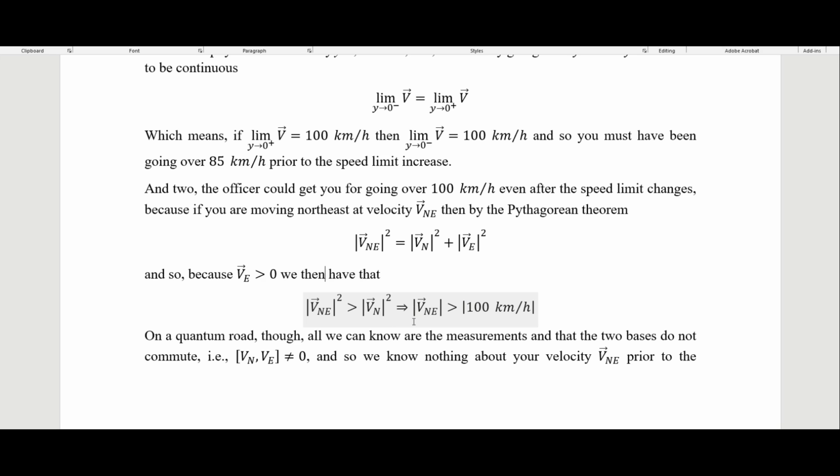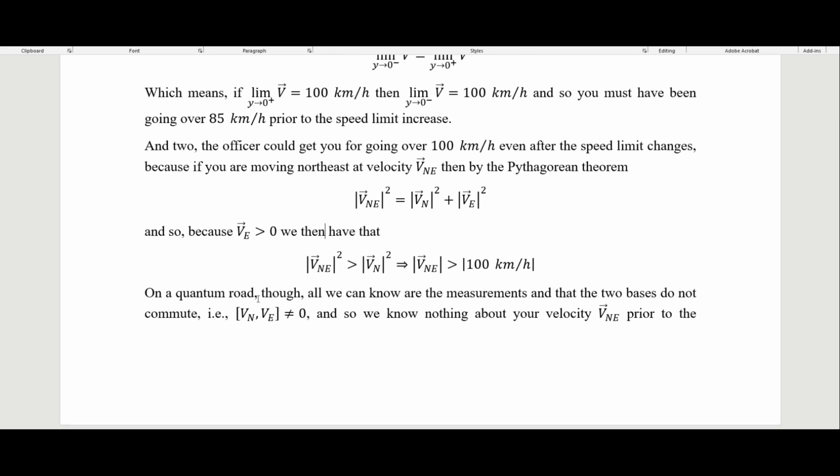And so we have to have that our northeast velocity, or the magnitude of the northeast velocity, is greater than 100 kilometers per hour. And that's, like I said, if we're thinking about this in classical terms.